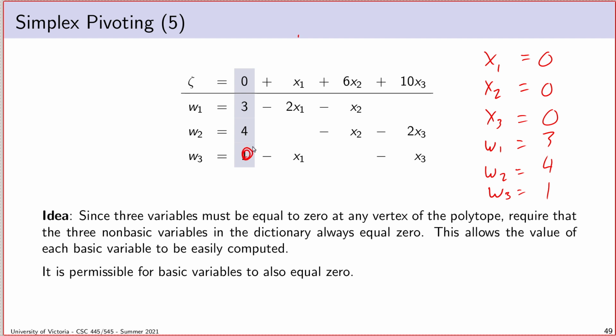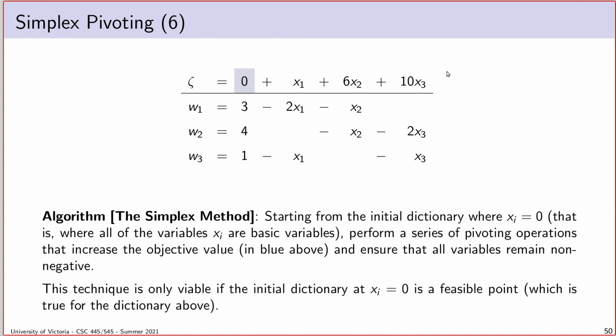Remember that it's possible for there to be a vertex where more than 3 variables are 0, but at least 3 variables must equal 0, and we will adopt the convention that if we want to talk about a specific vertex in terms of a dictionary, we will always put these 0 variables, whichever variables happen to equal 0, outside of the basis.